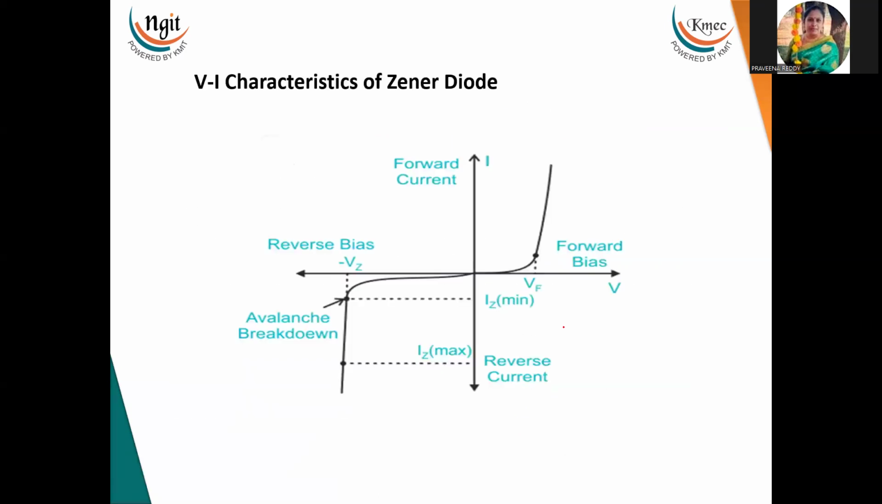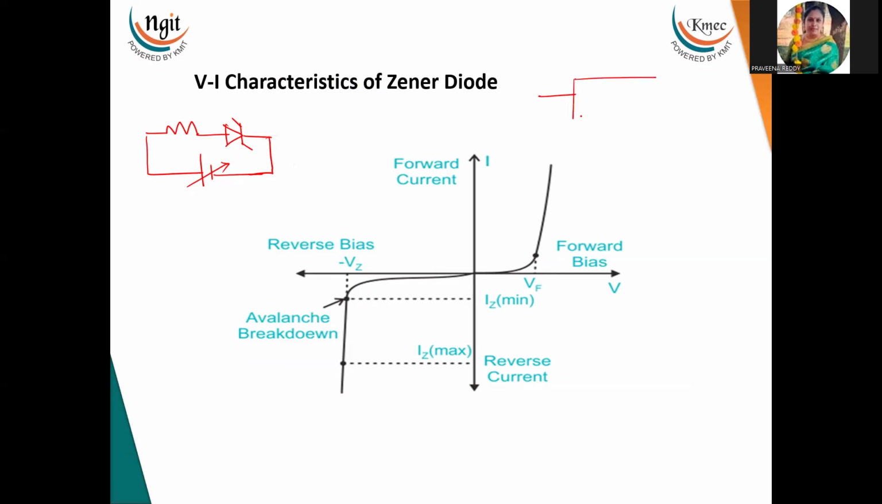So what is this breakdown region? We will study it in the VI characteristics. When we apply forward bias to the Zener, what is forward bias? Connecting the positive plate of the battery to the positive material of the PN junction diode, and negative to the negative. This is the forward bias Zener circuit diagram.